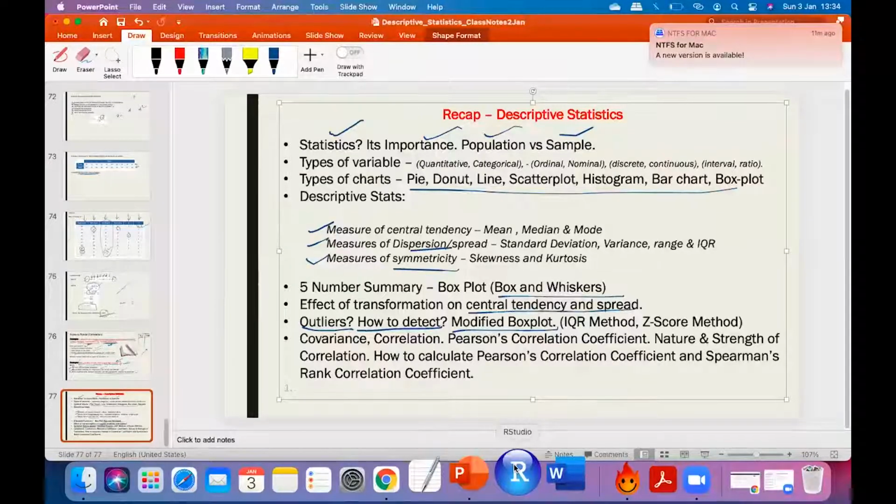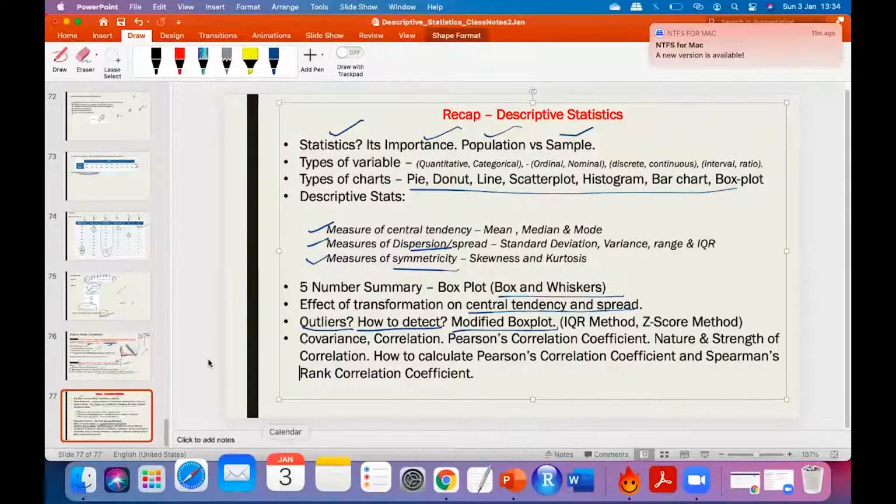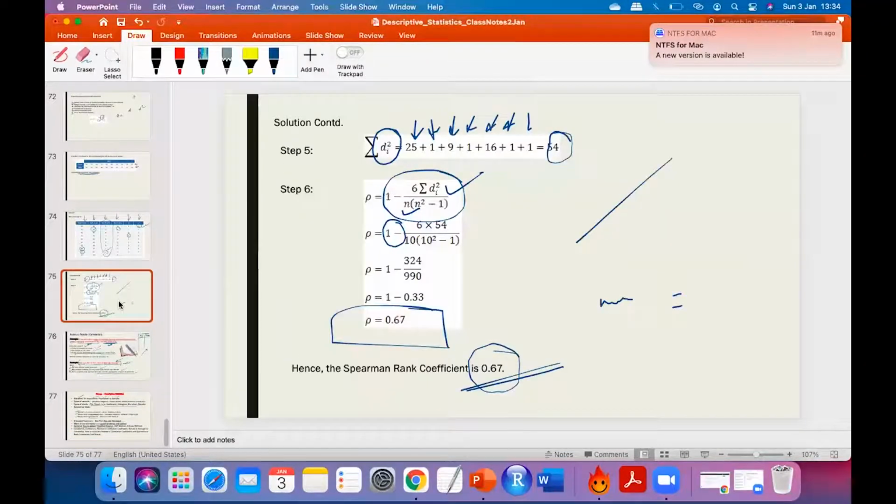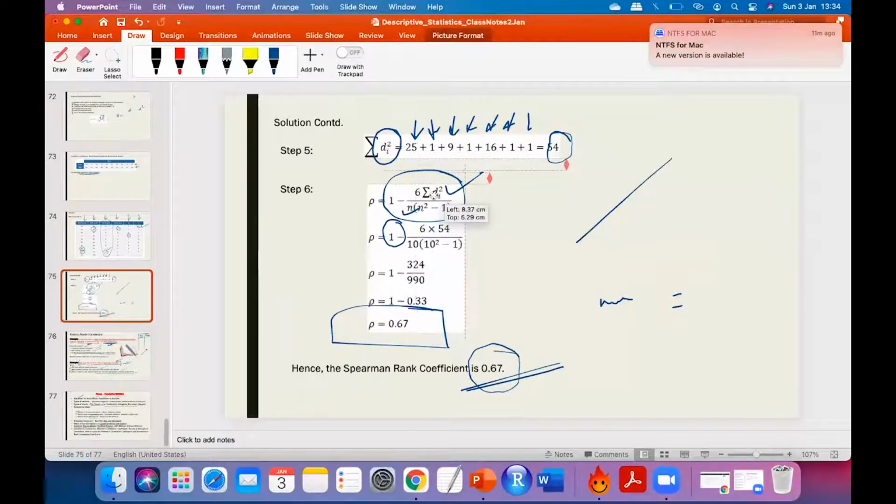See, whenever you are finding it, it is based on this. You have to make it in the same range that you have for Pearson's correlation, right? If you see the formula, you are multiplying by 6.